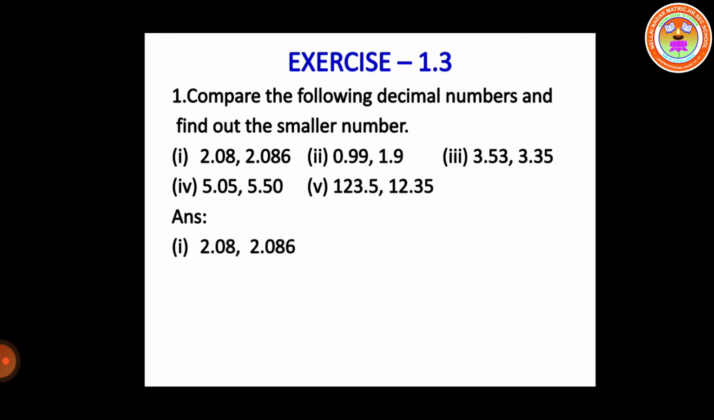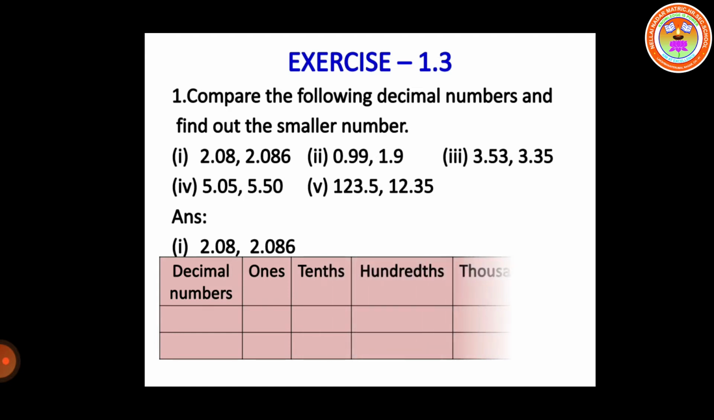We can compare the given decimal numbers by using the place value table. So let us draw the place value table. First number they gave 2.08, second number 2.086. Now let us place the values in the appropriate places. Ones place 2, second number also ones place 2. Ones place means before the decimal the first value. Tenths place means after the decimal the first value. So in the first number tenths place value is 0. Second one also has 0.